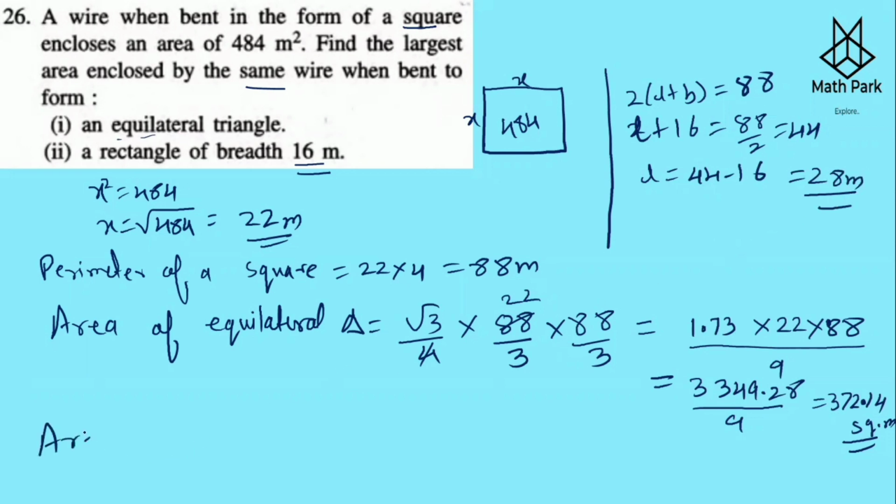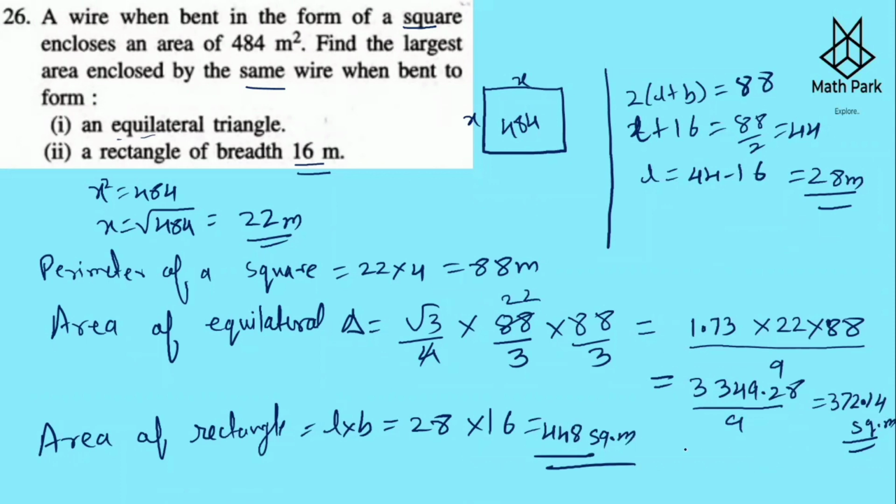So now let us calculate the area of the rectangle. Area of rectangle is equal to length times breadth, which is 28 times 16. So 28 times 16, we get this as 448 square meter. So this is how we found the area of a rectangle and also the area of an equilateral triangle when we were given only the area of a square. And the perimeter of all of these was same.